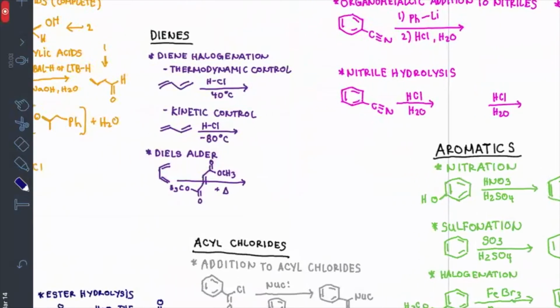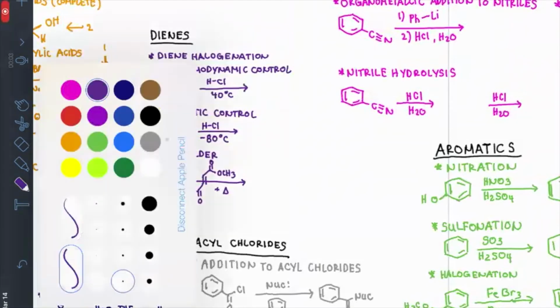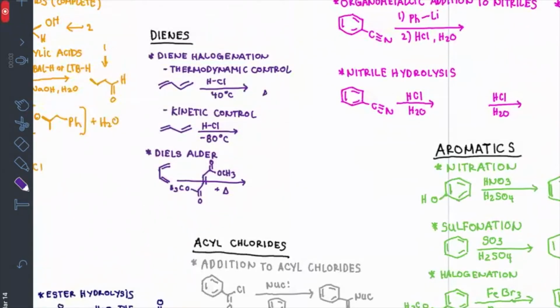All right, let's go to dienes. Okay, so for dienes, the first reaction we have is diene halogenation. And there are two versions of this. So there's the thermodynamic control. The way I learned this is that with thermo, you think of heat. And so under 40 degrees, that's like heated conditions, okay? And so we're going to get the thermodynamic product.